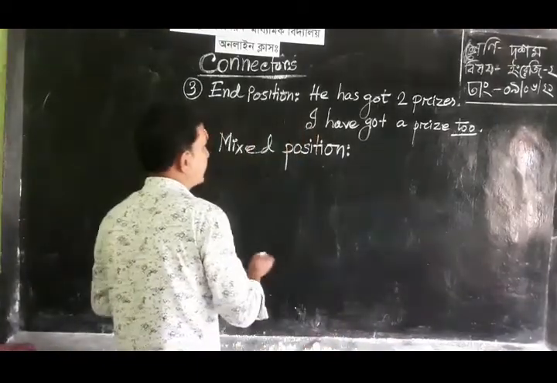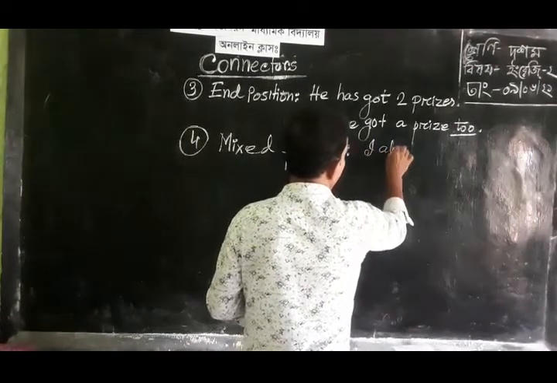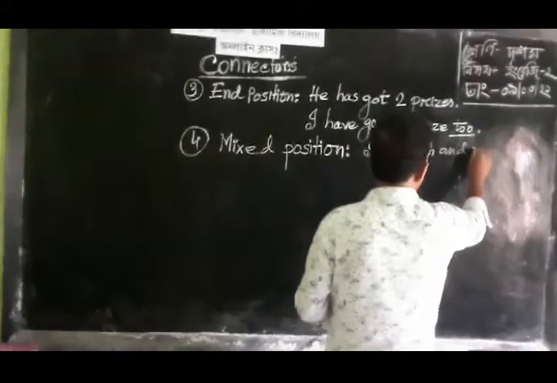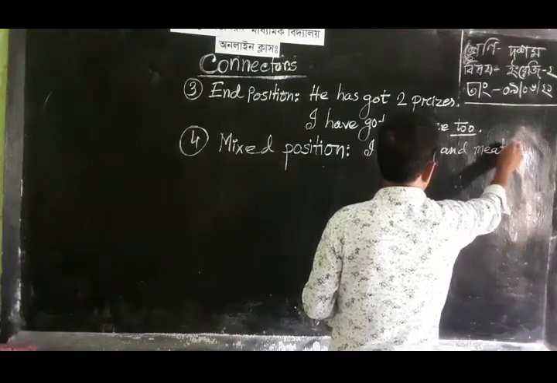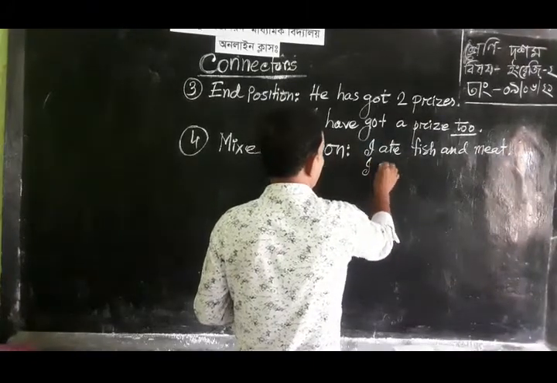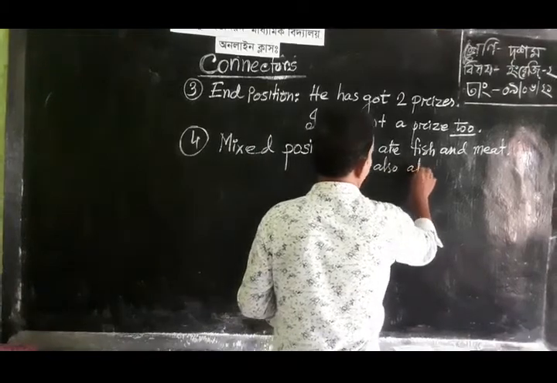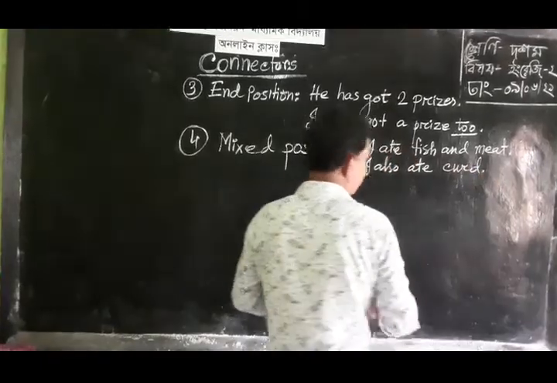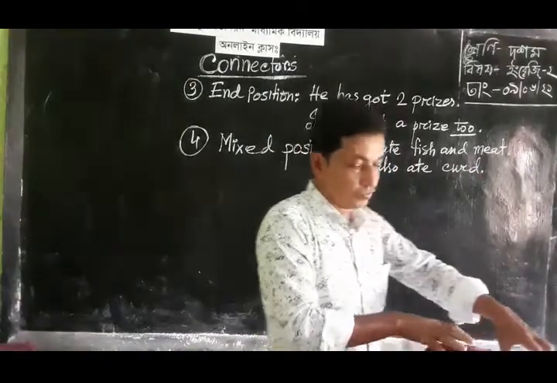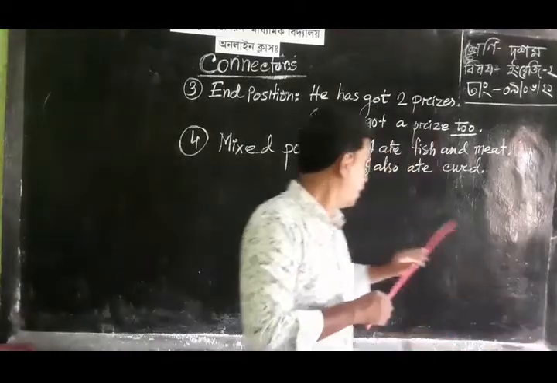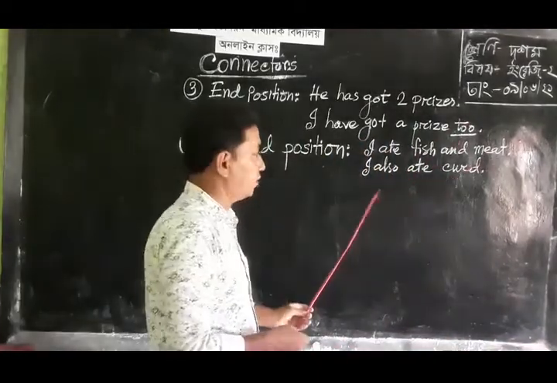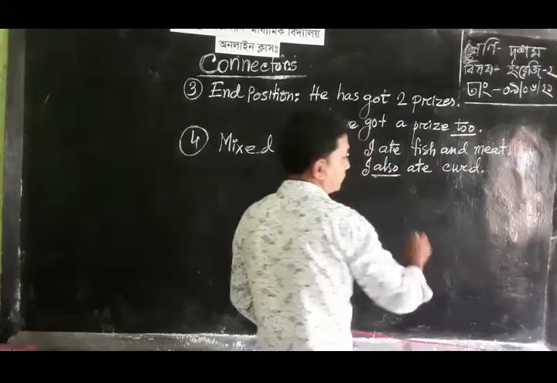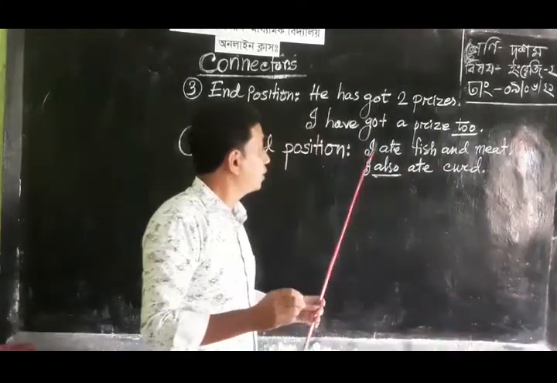Suppose, I ate fish and meat. I also ate curd. Here also are two sentences. The first one, I ate fish and meat, and the second one, I also ate curd. And also is a connector.